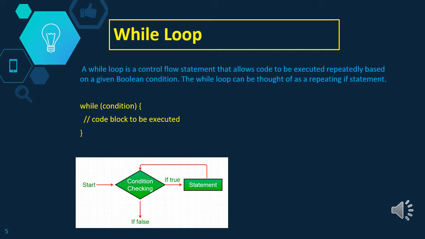So here is a flowchart of the while loop, how it is performed. To start, it will check the condition. If it's true, it will repeat the loop. Otherwise, if it's false, it will end the statement.